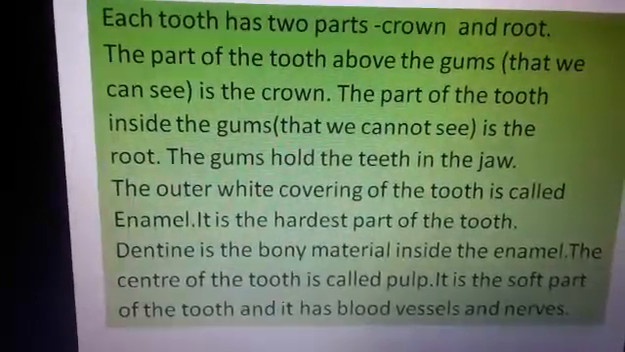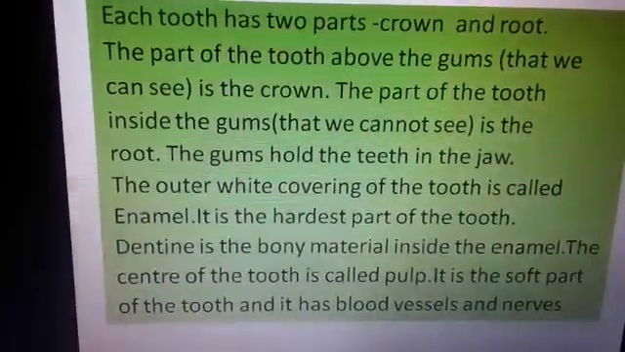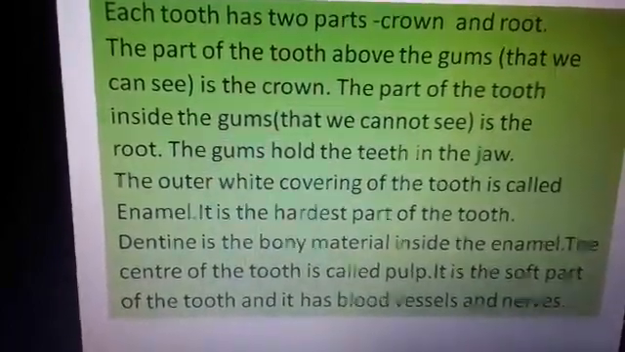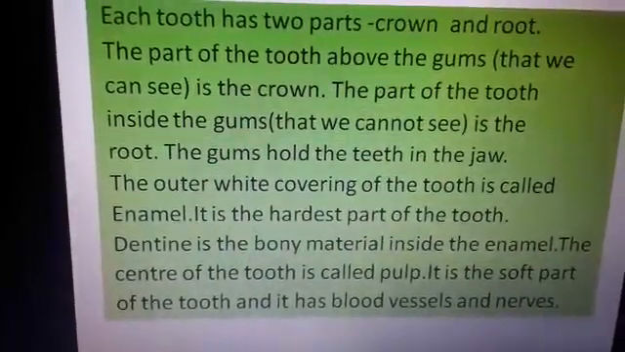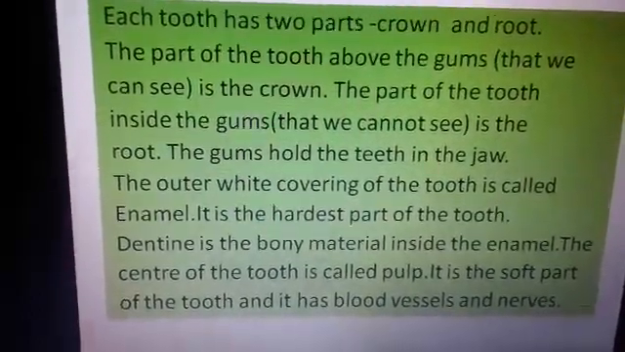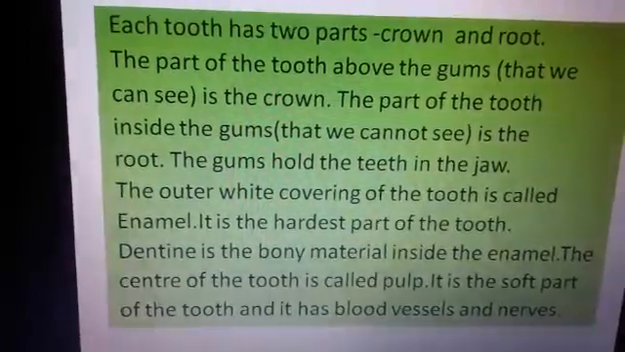The outer white covering of the tooth is called enamel. It is the hardest part of the tooth. Then there is dentine, which is the bony material inside the enamel. The center of the tooth is called pulp. It is the soft part of the tooth and it has blood vessels and nerves.